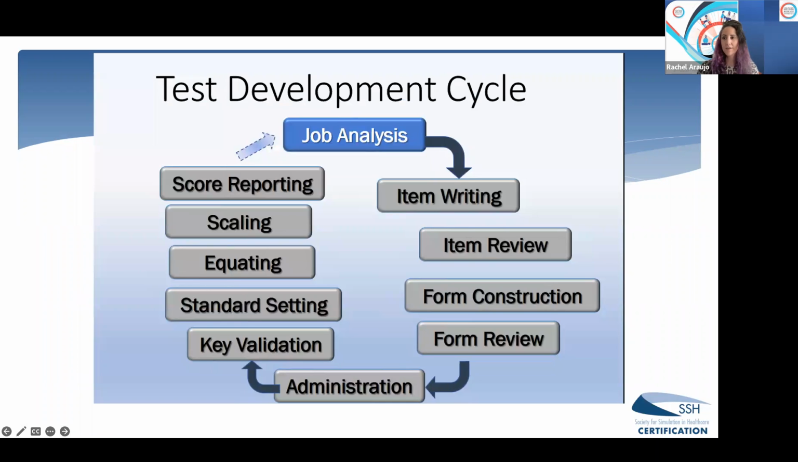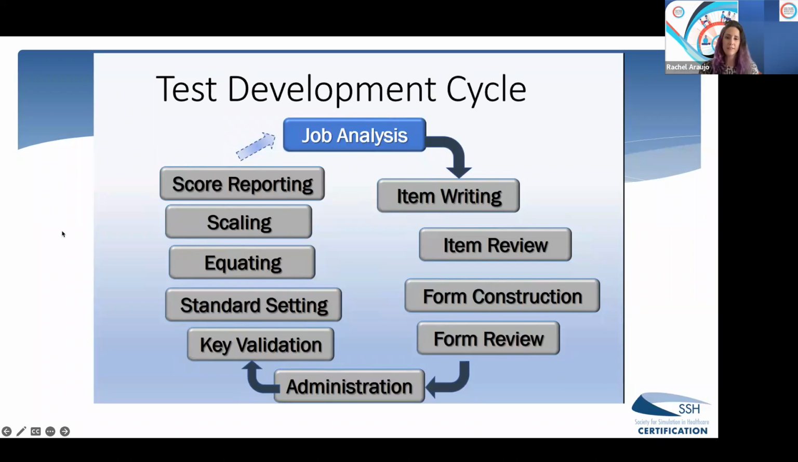So y'all already kind of saw this for a minute. This is our test development life cycle. So this is all of the steps that happen throughout test development. Of course, the top one being job analysis or practice analysis, and then item writing, item review, examination form construction, form review and approval, and then it goes into administration. So you see there's all of these steps before an exam is even seen by candidates.